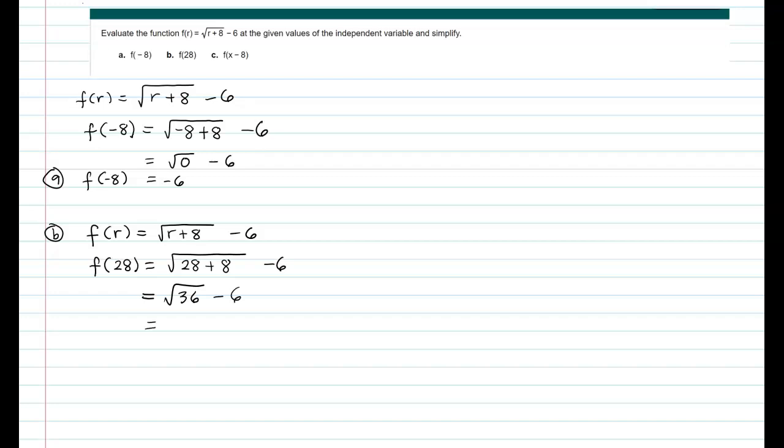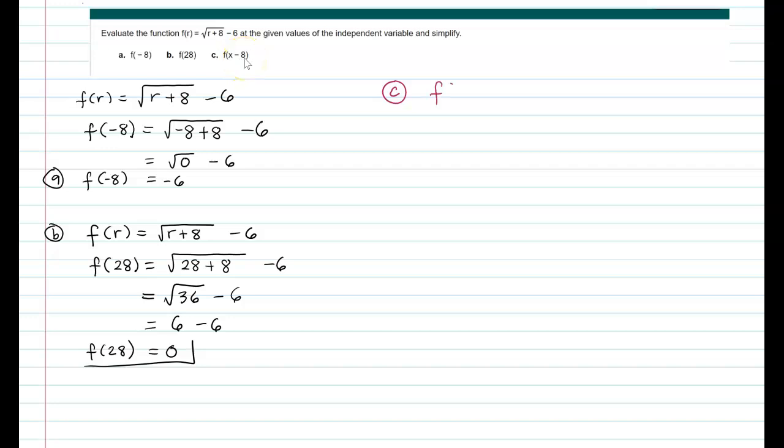And what is the square root of 36? 6 minus 6. That is equal to 0. So therefore, f of 28 is equal to 0. Now, letter C. For letter C, we want to evaluate the function at x minus 8.